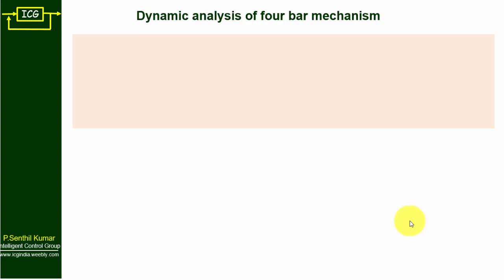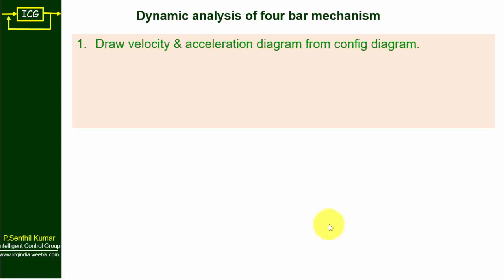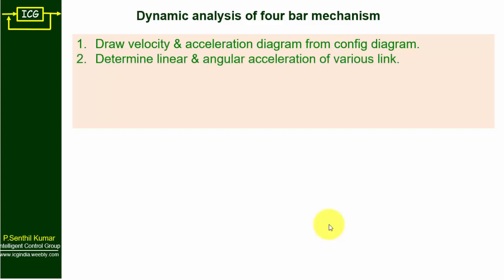Dynamic analysis of four-bar mechanism. There is a step-by-step procedure for performing dynamic analysis. So these are the steps. First, we need to draw the velocity and acceleration diagram from the configuration diagram of four-bar mechanism. Then we have to find the linear and angular acceleration of various links of four-bar mechanism. Then we can calculate the inertia force and couples using formula.